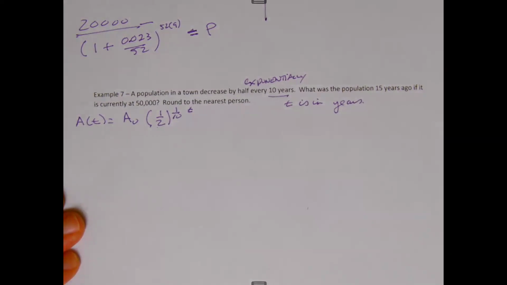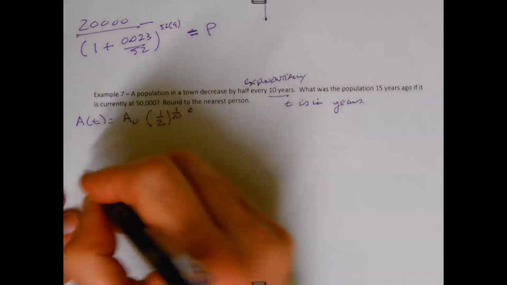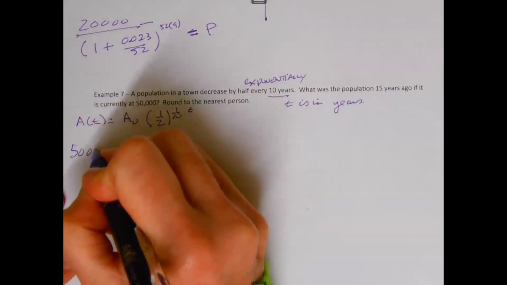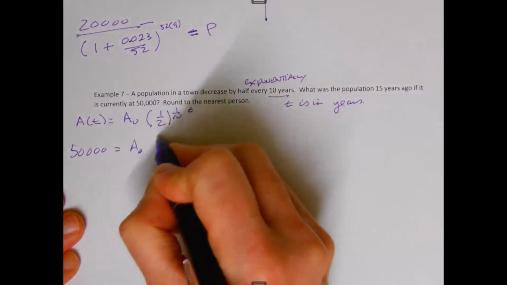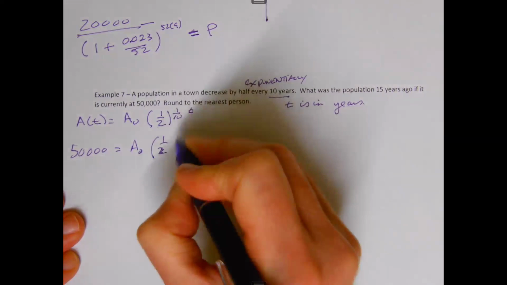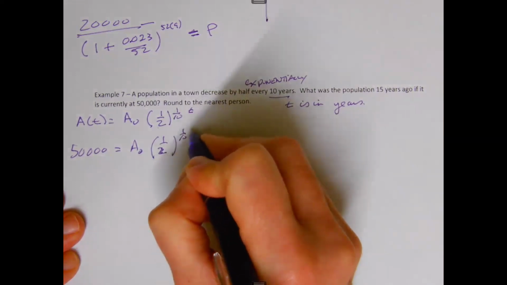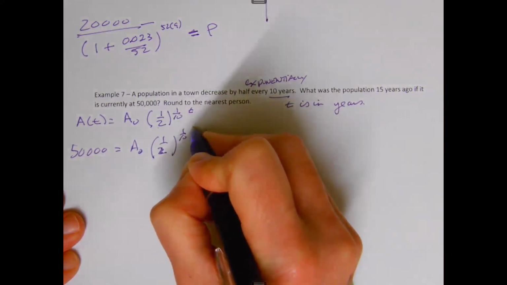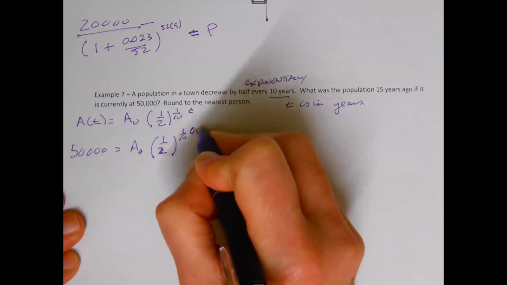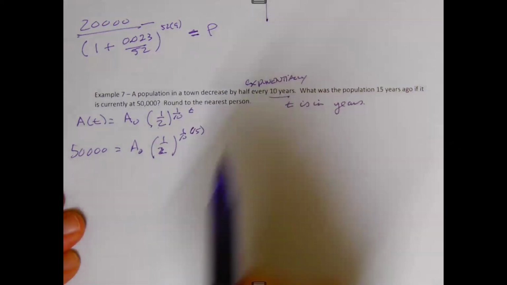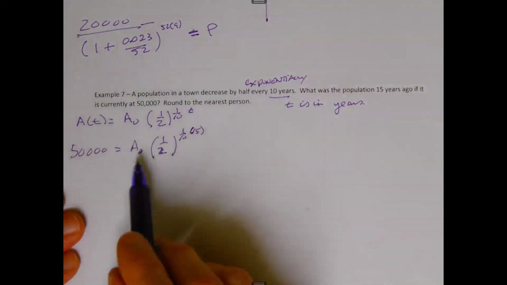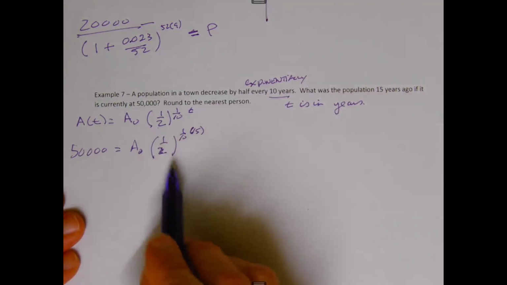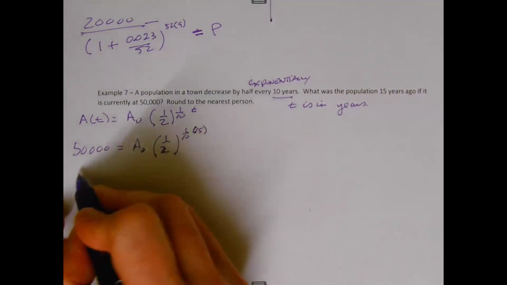What was the population 15 years ago if it is currently 50,000? So now we're currently at 50,000. I don't know what this is, but it's 50,000 after having gone through 15 years. So now t here is 15. Again, what I recognize is that this is a constant, it's a linear equation. This is what I don't know. I just need to divide both sides by this amount.